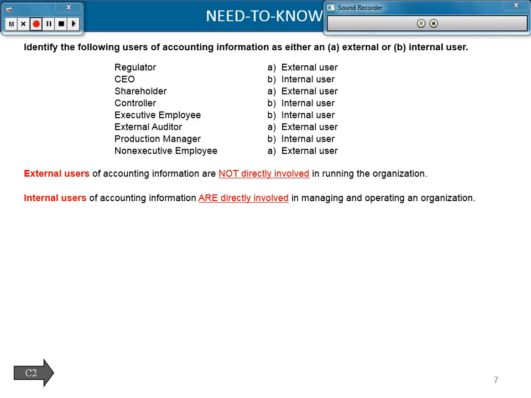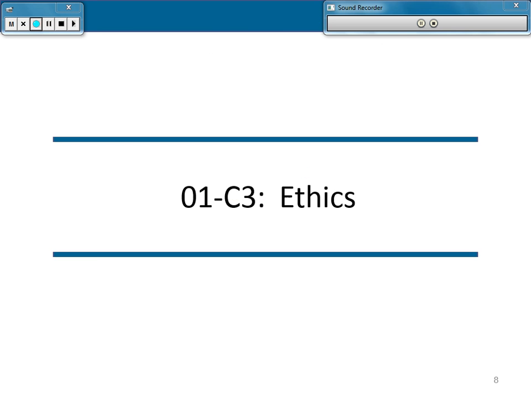Okay. So let's read this in red. External users of accounting information are what? Not directly involved in running the organization. They may have contributed to the start of the organization and the operating of it, but they were not directly involved in it. Internal users are the ones who are directly involved and actively managing and operating.